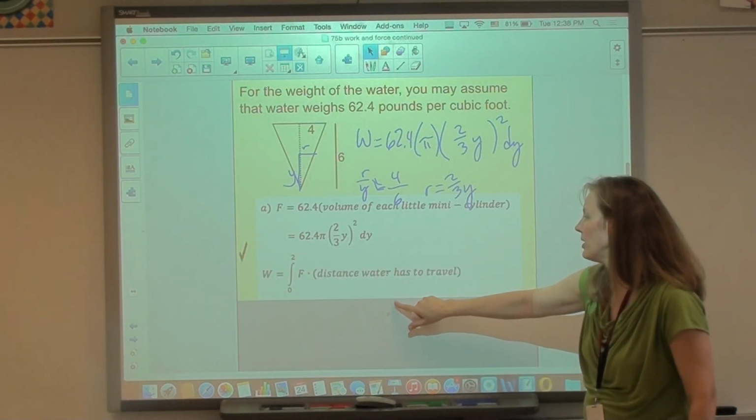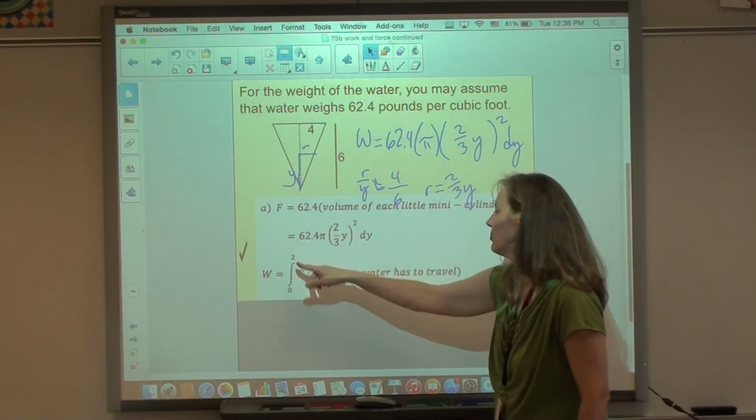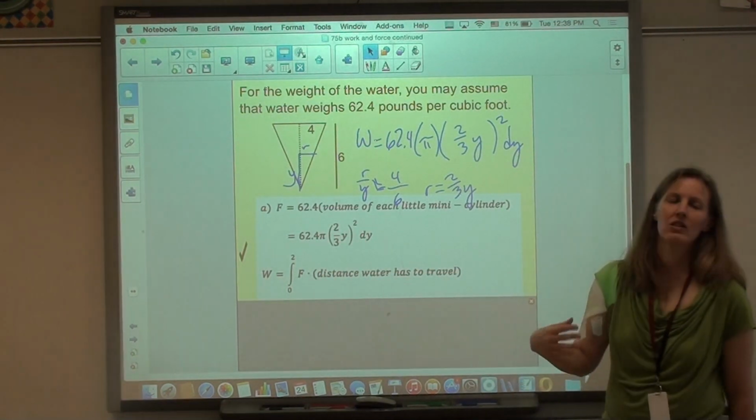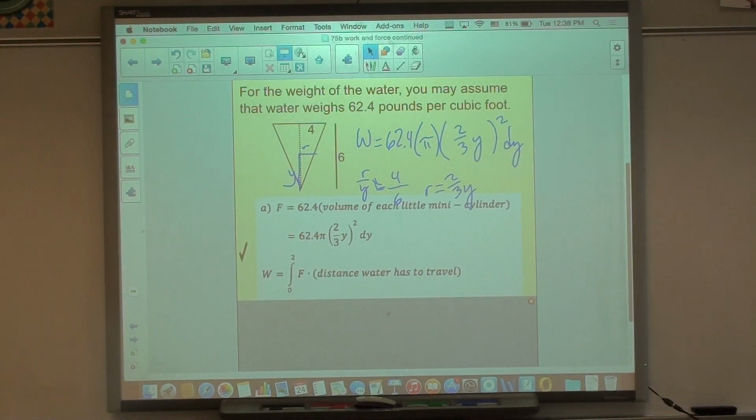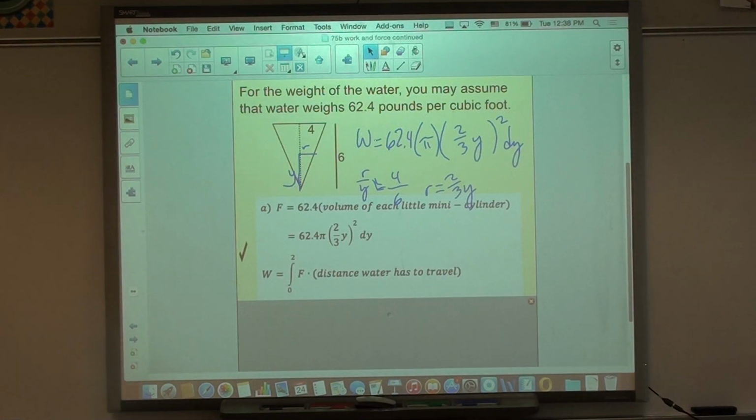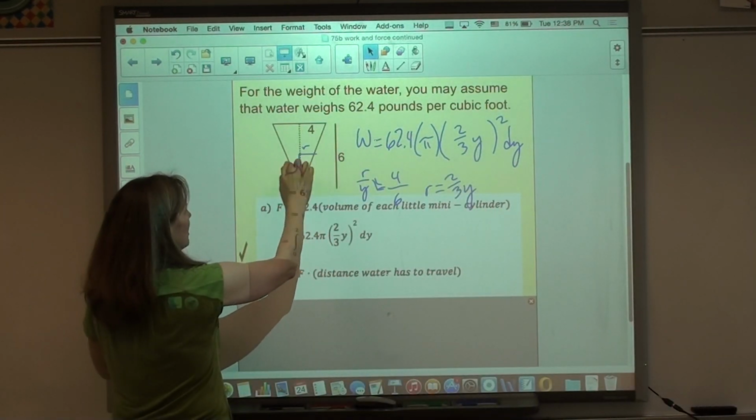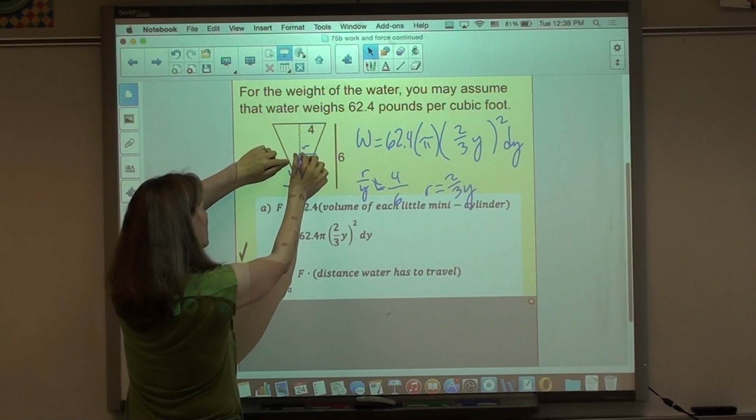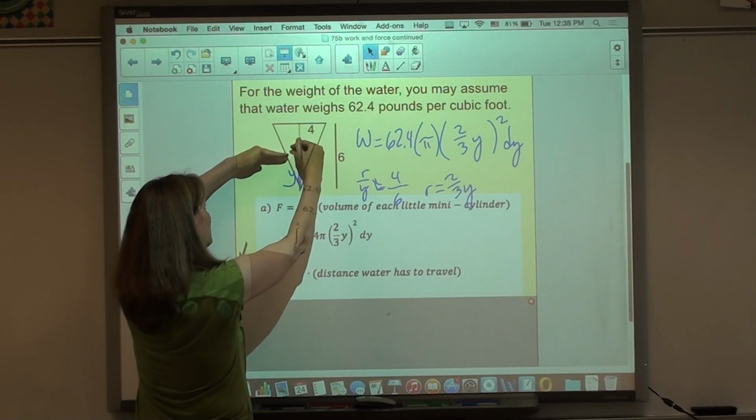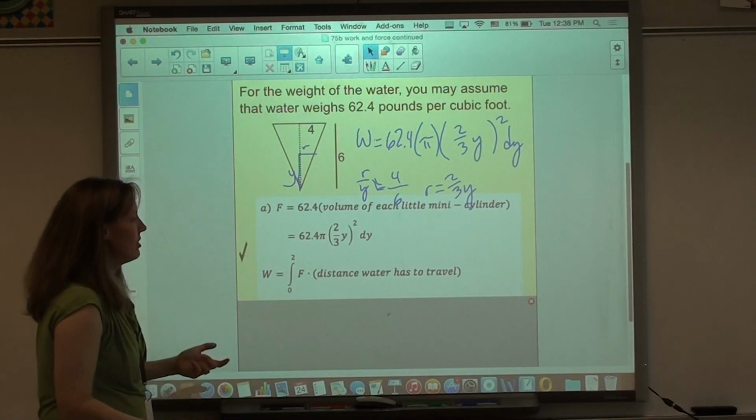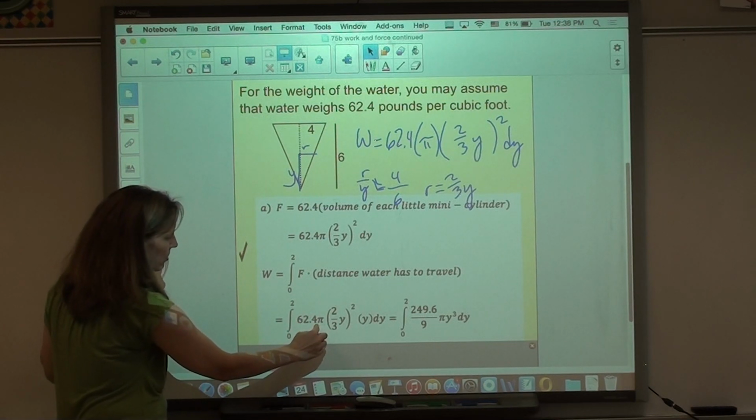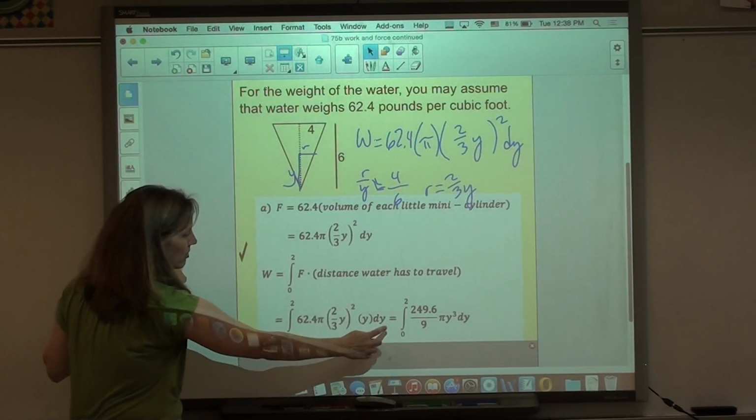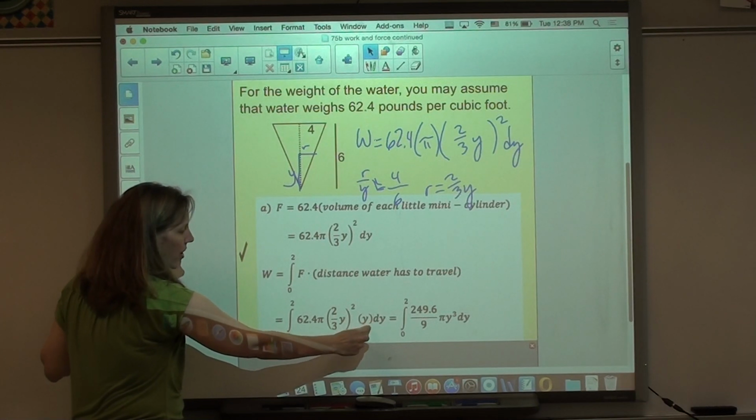When you do your work, this is your force times the distance the water has to travel. For any given y value, the water is just going up a distance of y, because we're filling from the bottom. So say the water is sitting in here this full, the next bit of water has to go up a distance of y to add to it. So in this problem, our setup is 62.4 times pi times 2/3 y cubed dy times the distance the water has to travel, which is y.